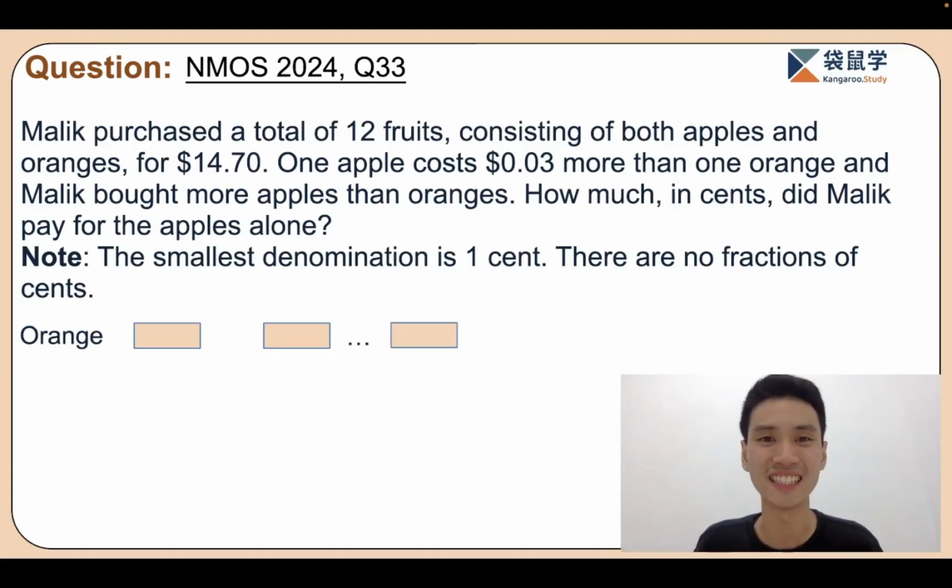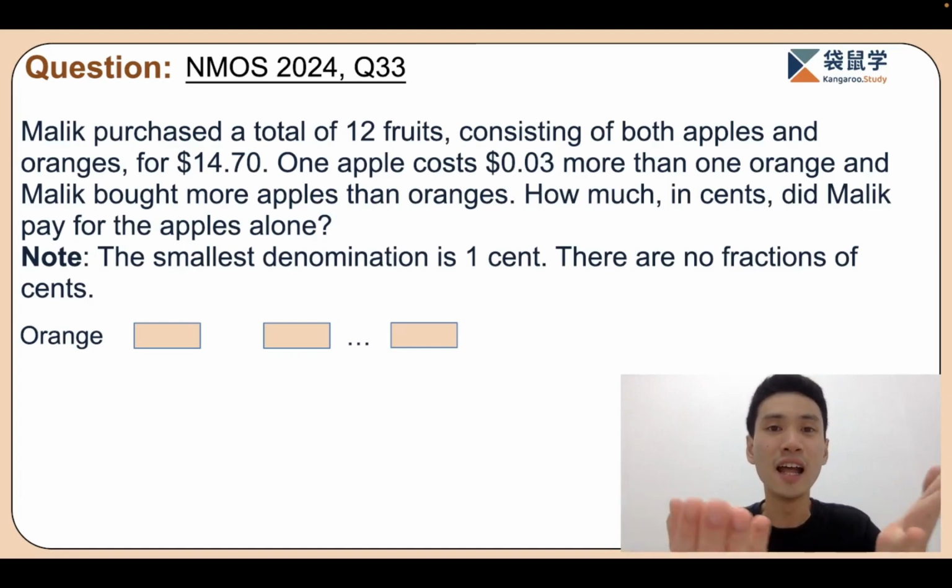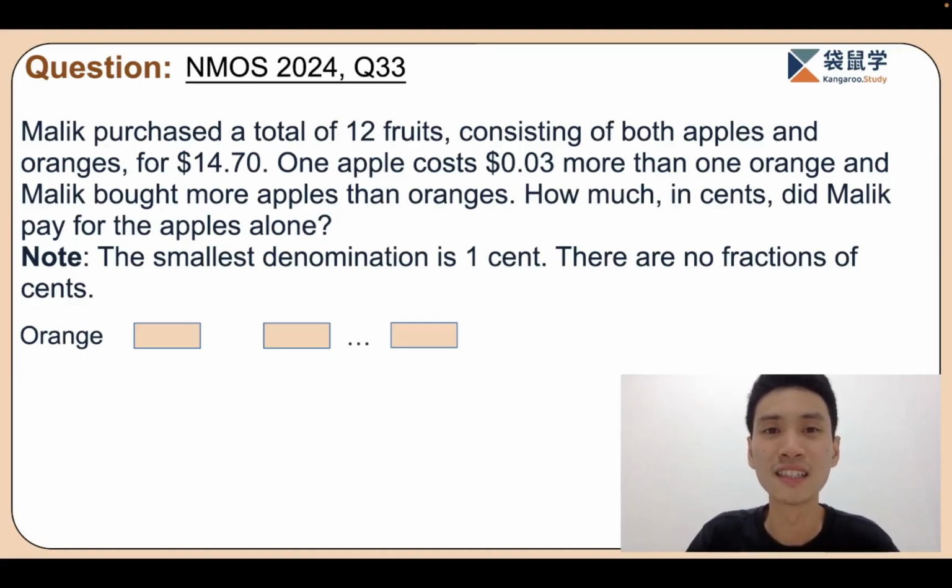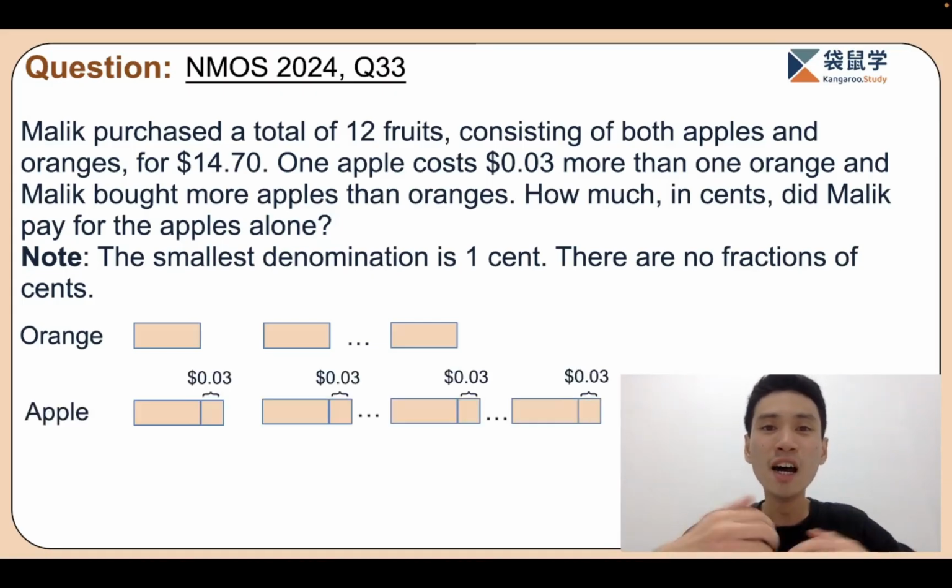Now, with that being said, how do we now draw the model for apples? We can extend the length of each box since the apples are more expensive than the oranges. And what about the number of boxes? We would have to increase the number of boxes. So the model for apples can look something like this. More boxes than the model for oranges, and each box is longer by a value of 3 cents.